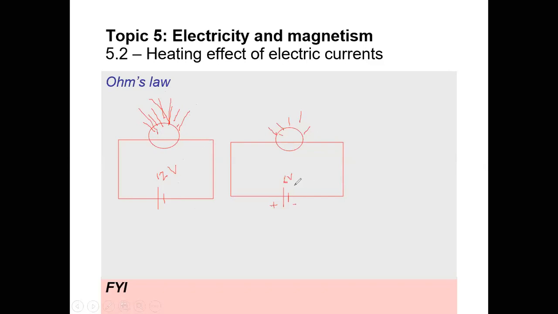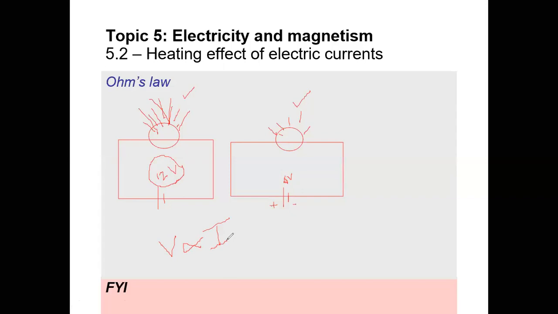Now you can see here, this is a 6 volt battery and this is a 12 volt battery. With the 6 volt battery, you can see the brightness is less as compared to this one. Why? Because here voltage is more. If the battery is larger, the brightness will be more. So it means current will be more. So we can say from here that V is directly proportional to I, meaning the more the voltage, the more the current.